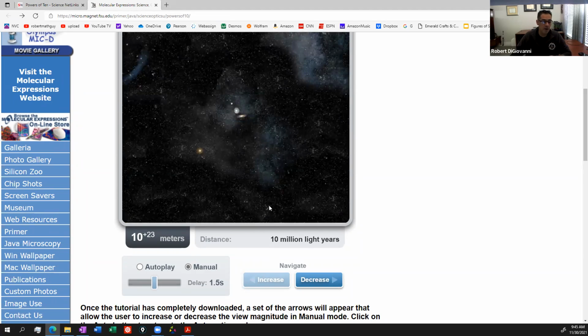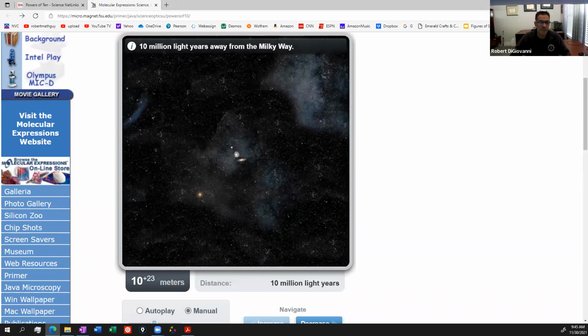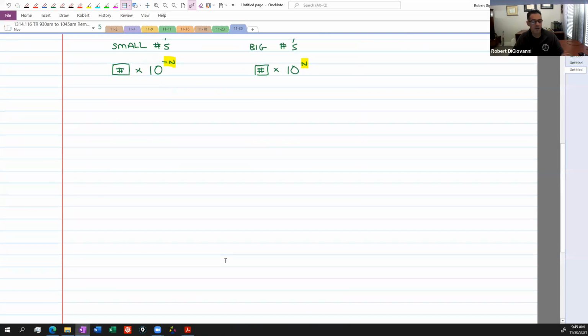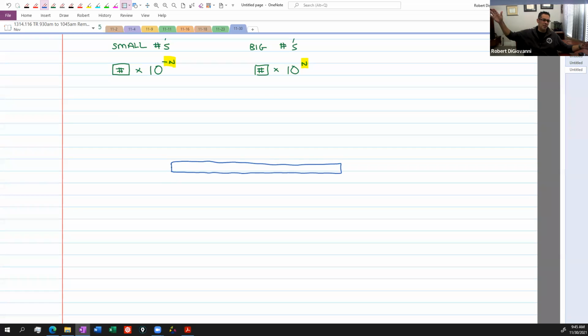Okay, all right, so I hope y'all can see this. Right now, this is just to give you an idea of how big numbers are and how small numbers are. So right now what we're looking at is 10 to the 23 meters. So think about a meter stick. You've seen these in school, it's like a ruler, right? But it's a meter, so it's almost 3 feet. It's called a meter stick. That's 1 meter.